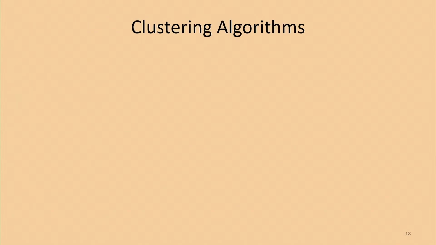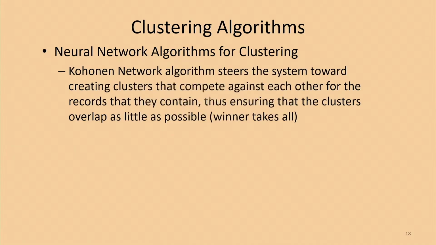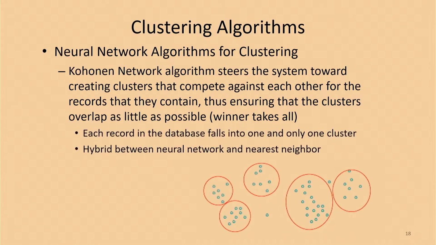Okay, so clustering algorithms. Let's talk about the actual clustering algorithms. Clusters compete against each other for the records they contain, thus ensuring that the clusters overlap as little as possible. There are different ways of clustering. One way is where the winner takes all, where every cluster is competing for the data point: is this closer to cluster A or cluster B? So each record in the database falls into one and only one cluster. That's the assumption, the foundation.